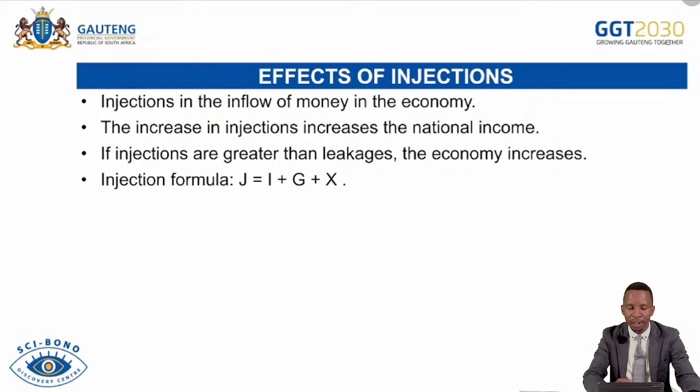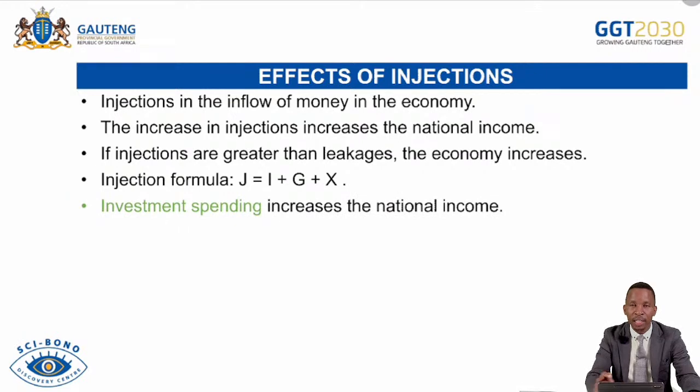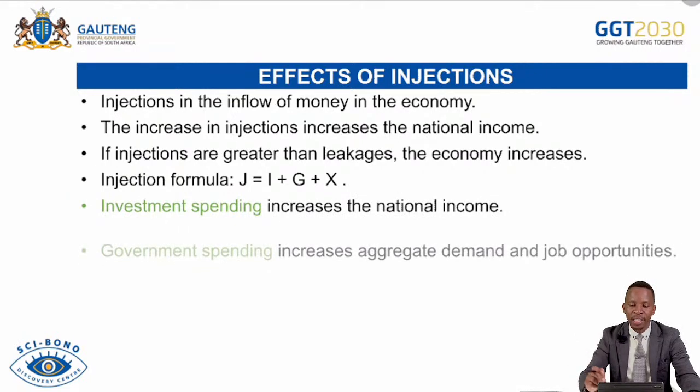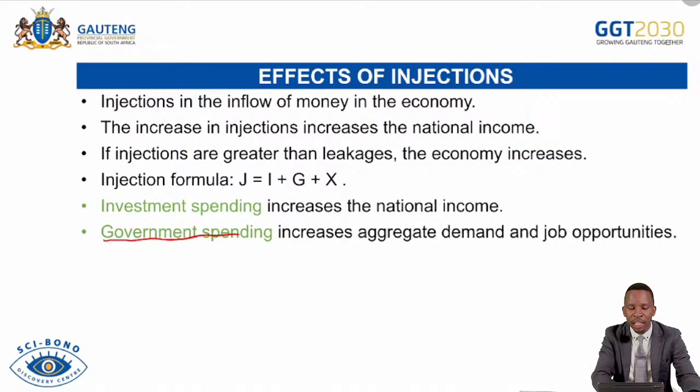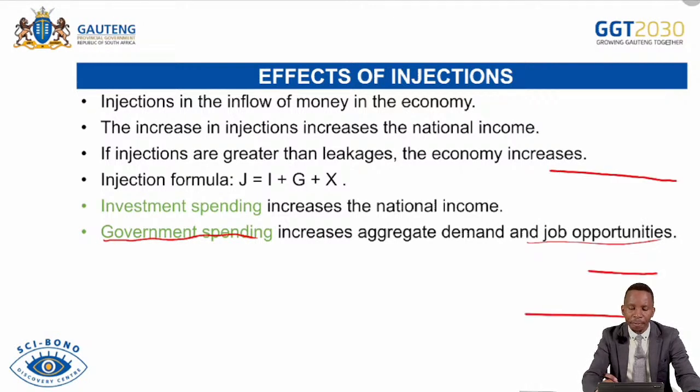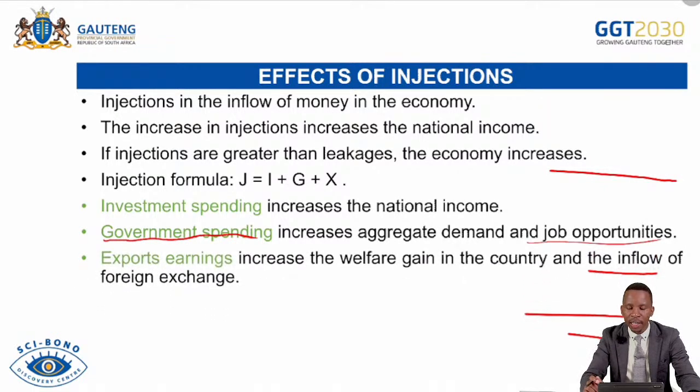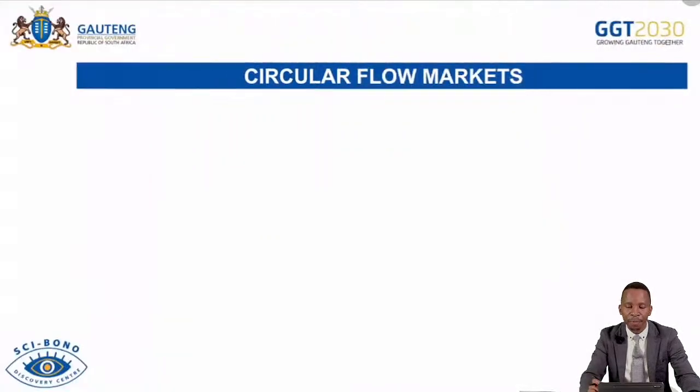So the injections formula, like it's been mentioned, J equals I plus G plus X. Investment spending will always increase national income because it's more like an injection. The money is injected into the economy. Or if the government increases spending, there will be more money circulating, which will create more job opportunities and increase aggregate demand in the economy. Also, we check the issue of exports. If exports are increasing, there will be more welfare gain and more export earnings. That will be good for the economy because the money might be flowing back into South Africa in the form of foreign currency and be injected back to create more jobs and improve infrastructure in the economy.